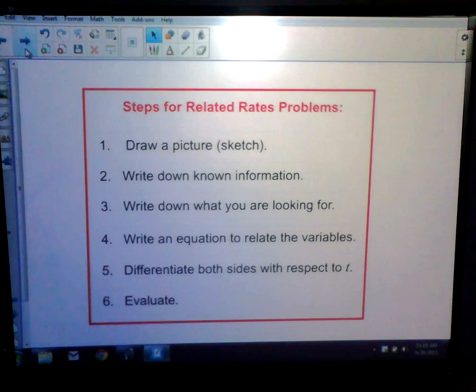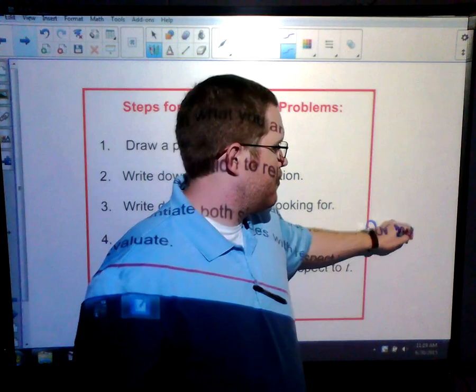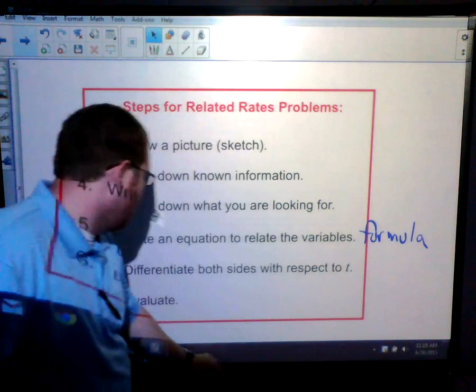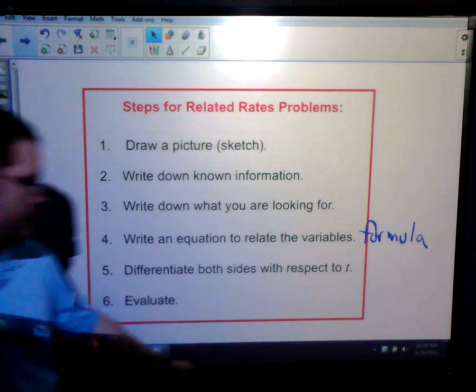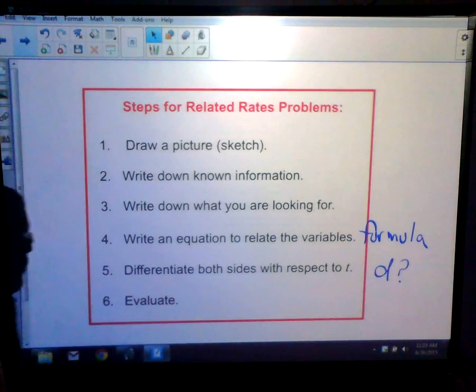So we're going to draw a picture, and we're going to write down what we know. We're going to write down what we're looking for. We're going to write an equation to relate the variables. This is usually some sort of formula. We're going to take the derivative with respect to t, and everything's going to have a d whatever with it. And then we're going to evaluate.